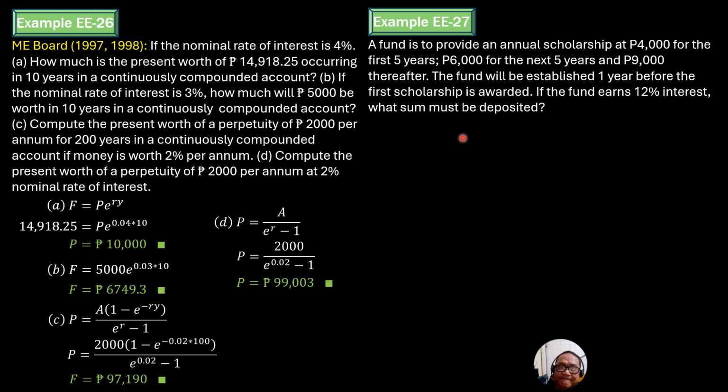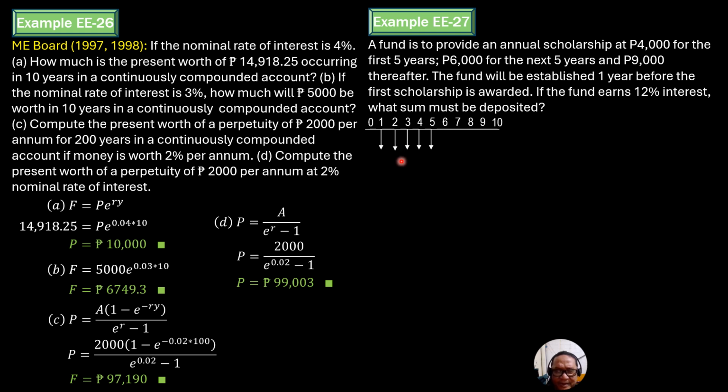So the present worth of these payments: we have equal payments of 4,000 pesos which occur for 5 years, 6,000 pesos equal payments for the next 5 years, and 9,000 pesos thereafter. So meaning to say indefinite. So let's draw the cash flow diagram. This is the cash flow diagram.